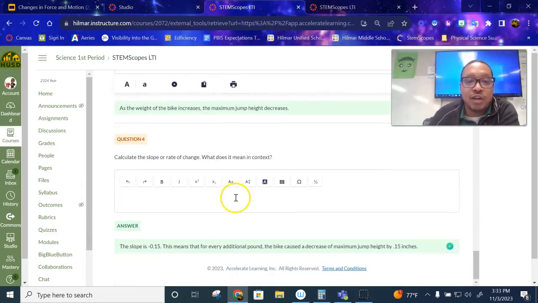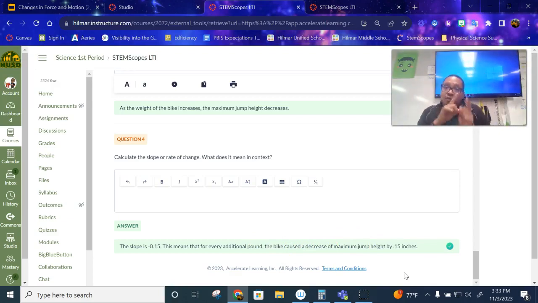Let's just keep going, and that's the rate of change. So the slope is negative 0.15. This means that for every additional pound, so for every pound that goes up, the bike caused a decrease of maximum jump by 0.15 inches. That's cray-cray, right? So again, for every 1 pound that the bike went up, the bike was able to jump 0.15 inches less. So again, that is the correlation.